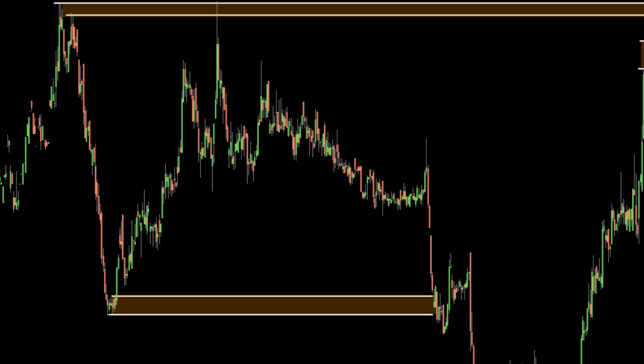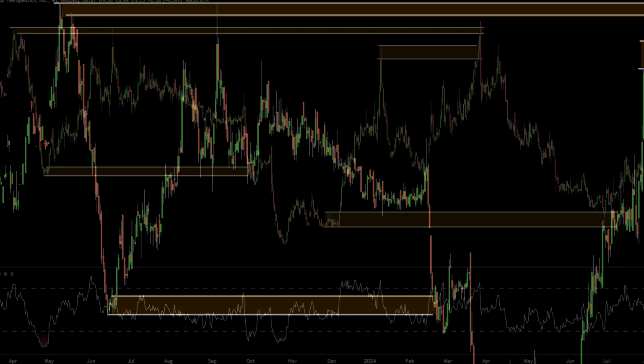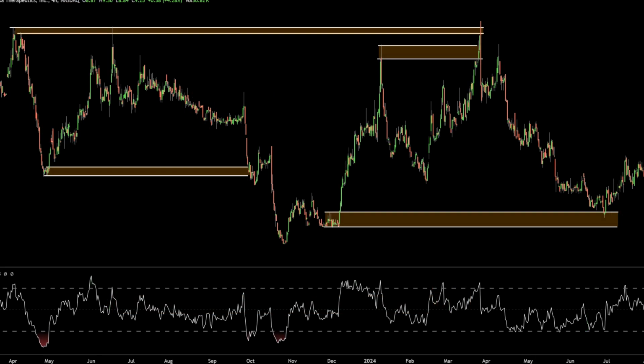So these zones are going to act as magnets for future price action, and they could increase the probability of your trades working out. And while focusing on these zones is pretty important, indicators are still going to play a role in your trading, and here's why. They provide objective data points. They can confirm or challenge whatever analysis you have of the supply and demand zones.